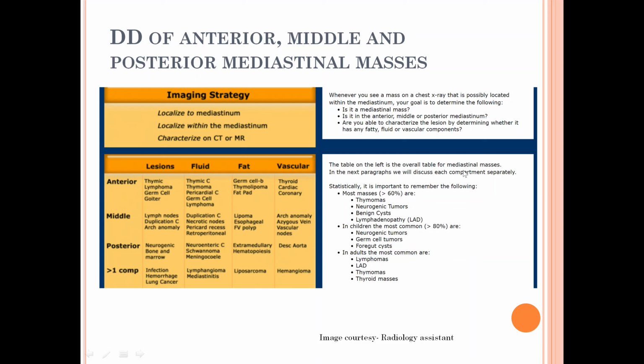Statistically, it is important to remember the commonly seen masses. Among most masses, more than 60% are thymomas in the anterior mediastinum, neurogenic tumors in the posterior mediastinum, and in the posterior mediastinum they can also be benign cysts like duplication cysts from the esophagus, and lymphadenopathy. These are the common differentials which come to mind whenever you see a mediastinal mass. In children, more than 80% are neurogenic tumors, germ cell tumors and foregut cysts. And in adults, the most common are lymphomas, thymomas and thyroid masses.